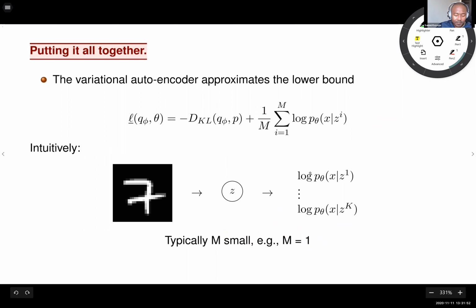Often we pick M to be small. It's actually quite common to just pick a single sample. So in the forward pass, I sample a single Z. In the backward pass, I do an update on the parameters based on the single Z that I sampled. But you can also do small batches and things work a little bit better. It doesn't seem to make a huge difference in practice to do very large batches.